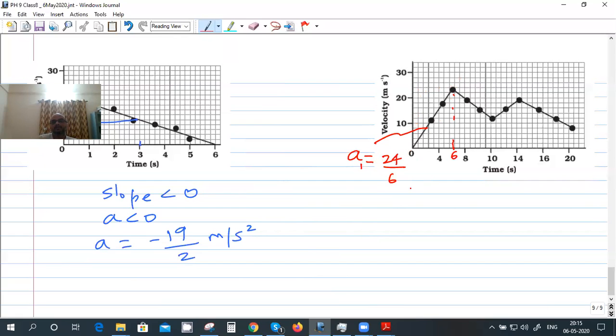The acceleration is positive. The unit is meters per second squared. And this second part, what is the acceleration? Let me call it A2. The time interval between this and this, let me call it 10.5. And the change in velocity here is 22, you can make it 11.